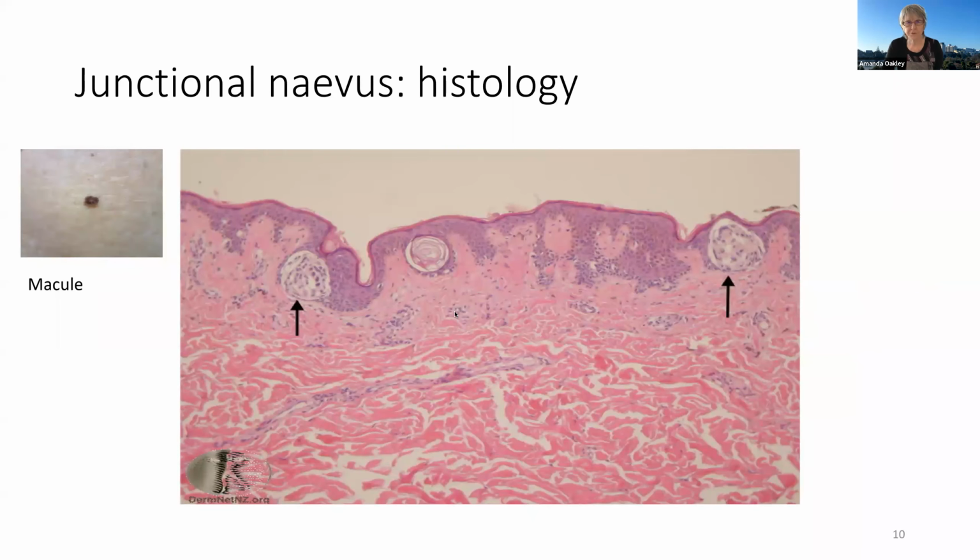The histology of a junctional nevus is shown in this photomicrograph. The arrows point to proliferations of melanocytes at the base of the epidermis. There aren't any melanocytes in the dermis. The purple spots you see are inflammatory cells or endothelial cells or fibrous cells. The result is a small brown macule.